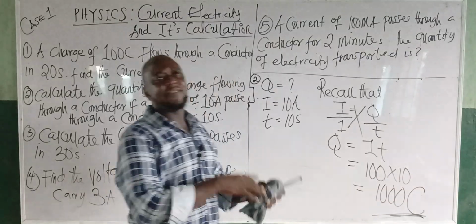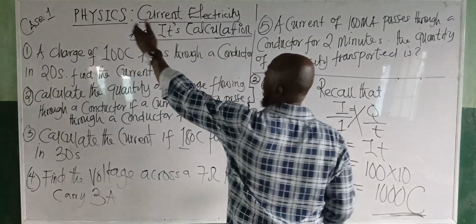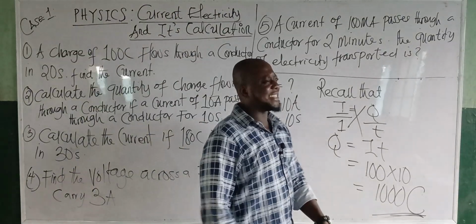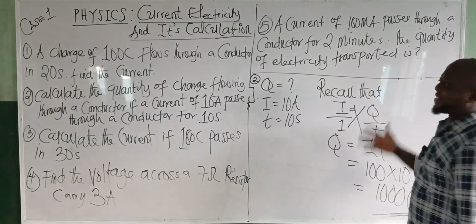So this is it. These are very simple questions, and this is why we say we are dealing with case one in physics, describing current electricity. And then this is how you solve this. These are very, very simple questions.